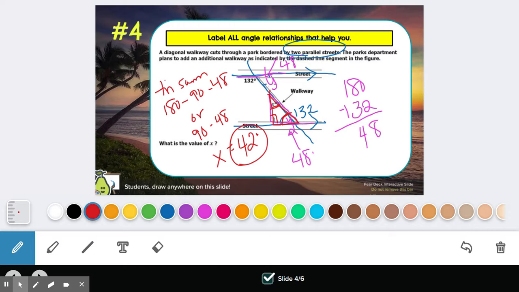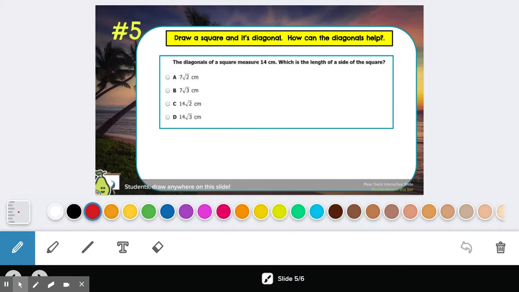Okay. Just got to think through that a little bit and see all those angle relationships. Dump everything you know onto the paper and see what comes out.